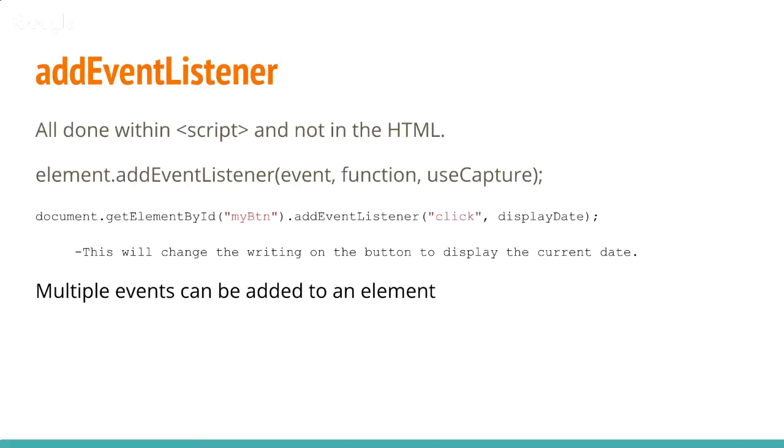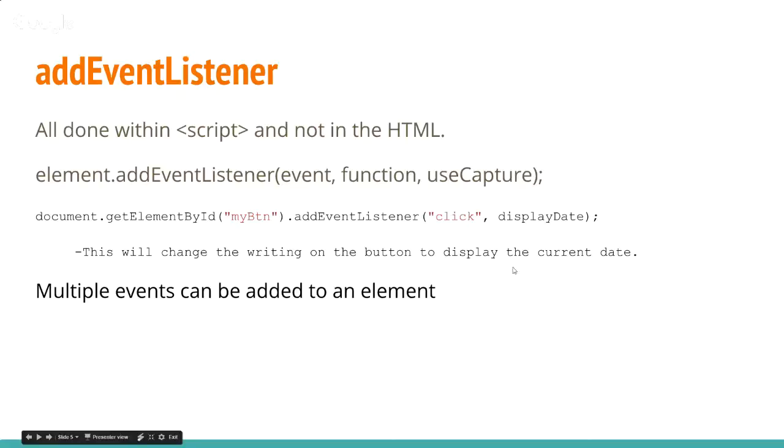So the JavaScript code is that you write the name of the element and then addEventListener, and then you list in the parentheses the event that you want to have happen, and then whatever function you want to have done. And then you put in what they call a use capture. And I'll explain that in a little bit. So this one would just go in there and it's document.getElementById. We're getting a button. So the element we want is this button, and we're adding an event listener to it. And so whenever this button is clicked, it will display the date.